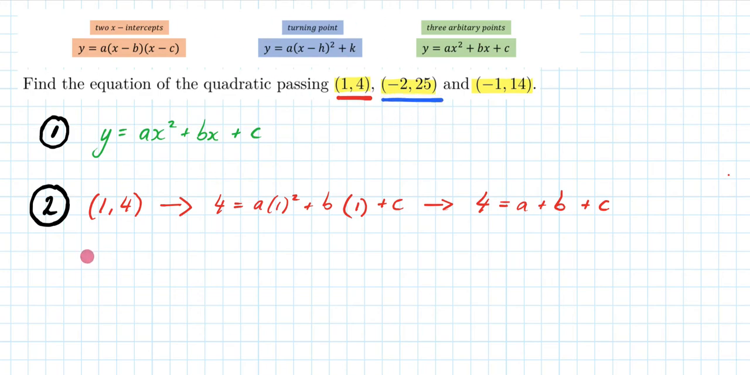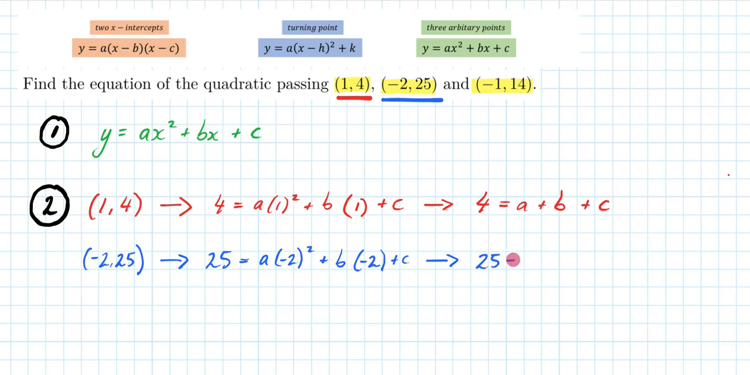Then I'm going to do the same, but now for this point. So I take this point, (-2, 25), and I pop it in here. So in my y spot, I put 25 equals. In my x spot, I put -2. So I'm going to get a(-2) squared plus b(-2) plus c. So that's going to be 25 equals -2 squared is 4a, minus 2b, plus c. Perfect.